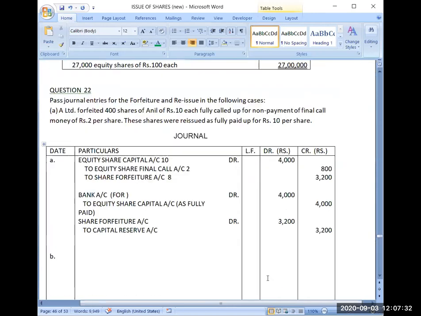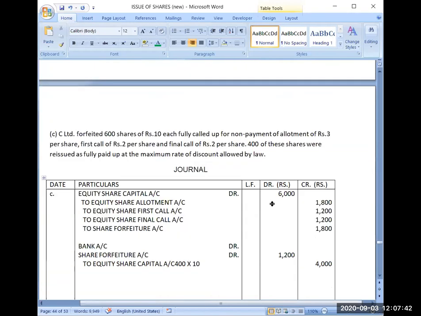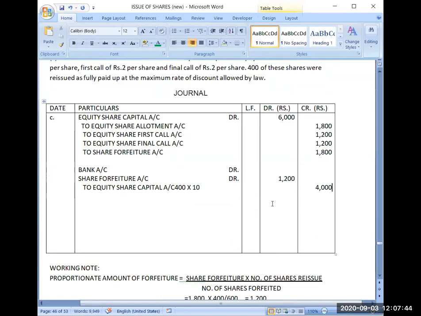In that question, what was happening? Because we were reissuing all the shares which we have forfeited, that's why we were adjusting the direct amount. Yes, now it's clear? Yes, please. Tell me fast. So the bank amount will be how much? 2,800.